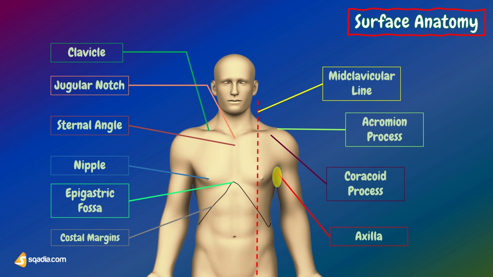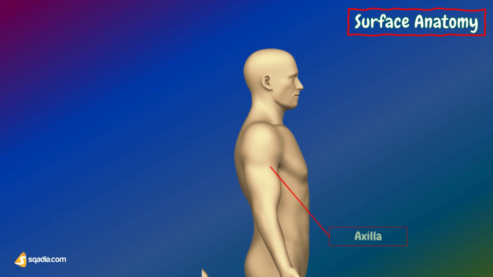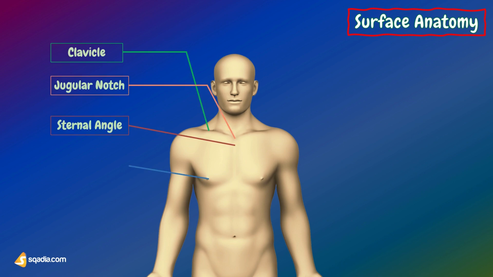The axilla is a pyramidal space between the arm and chest. When the arm is raised, that is, abducted, the floor of the axilla rises, the anterior and posterior folds stand out, and the space becomes more prominent. The head of the humerus can be felt by pressing the fingers upwards into the axilla. We will talk about the axillary region in much more detail in our upcoming video.